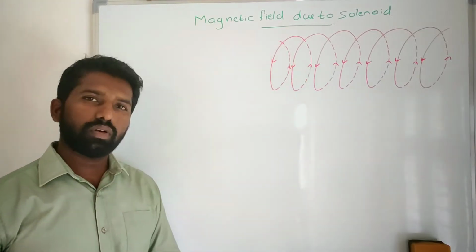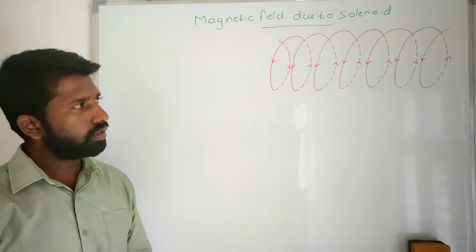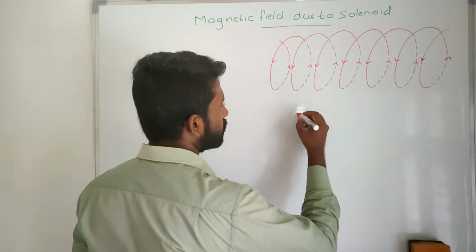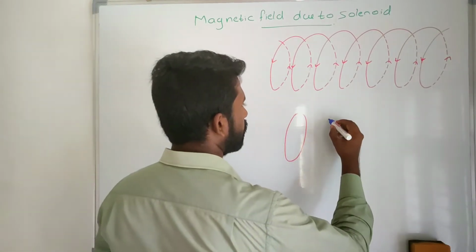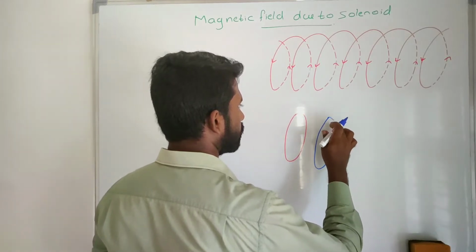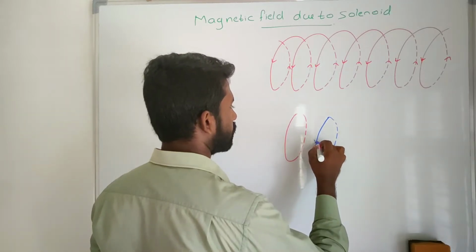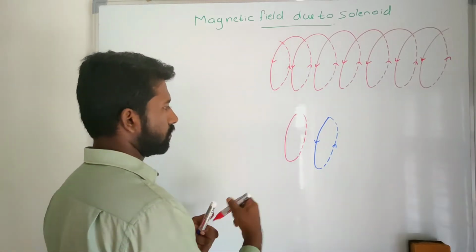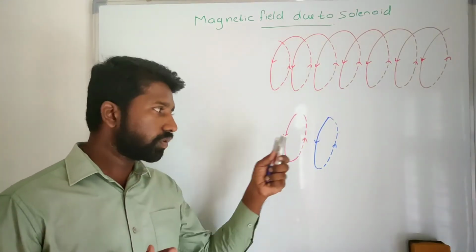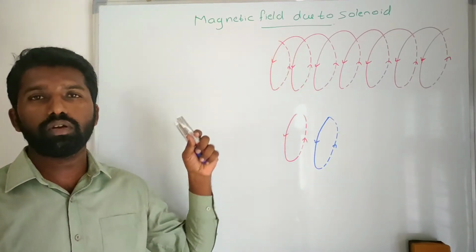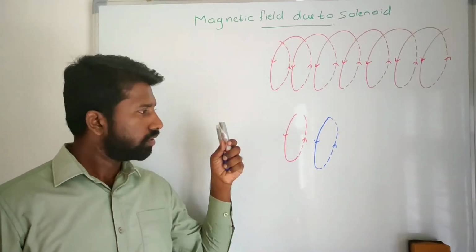I can consider this solenoid as a number of closely spaced circular loops. So I am drawing two closely spaced circular loops, like this. This is one and the other one is like this. Each circular turn produces a magnetic field. So the magnetic field at any point in the solenoid is the vector sum of the magnetic fields due to the individual loops. Okay, so we will see this.